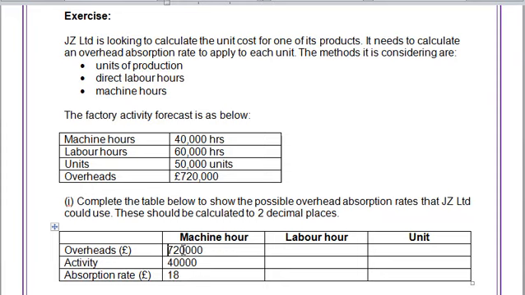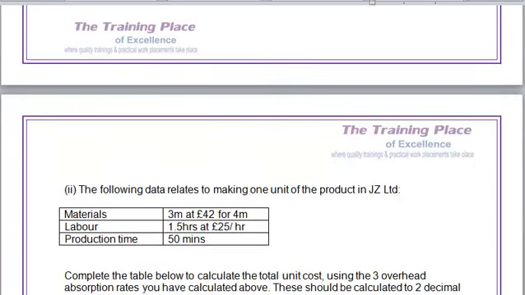We're going to do the same thing for labor and then units of production as well. So I'm going to throw in my labor hours from the table above, 60,000. And you will calculate your absorption rate by doing 720,000 divided by 60,000, and that will give me £12. We've done the same thing for units of production as well. And we are going to progress.